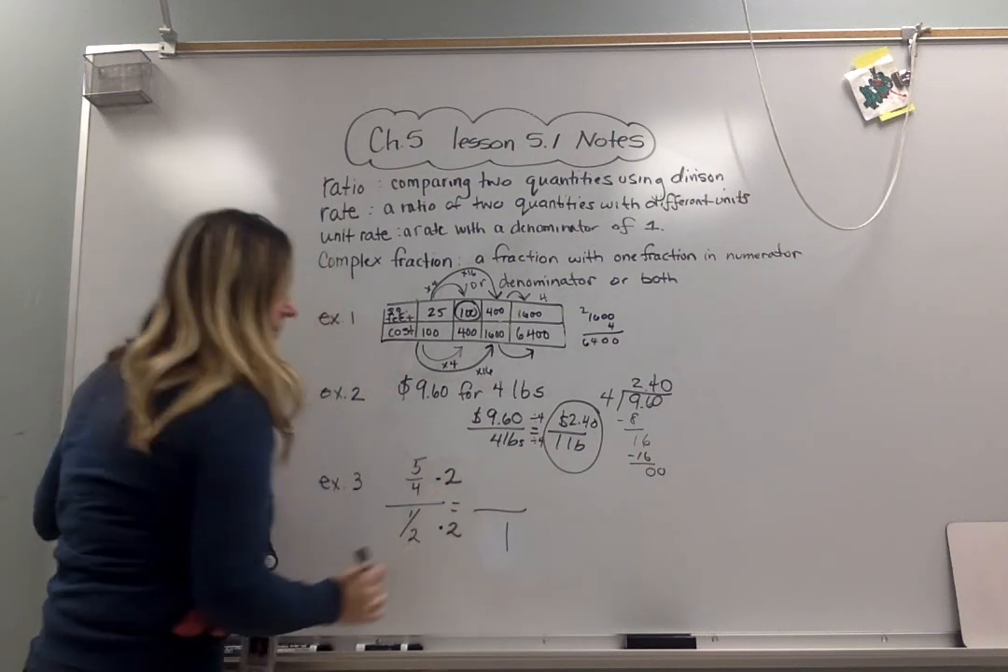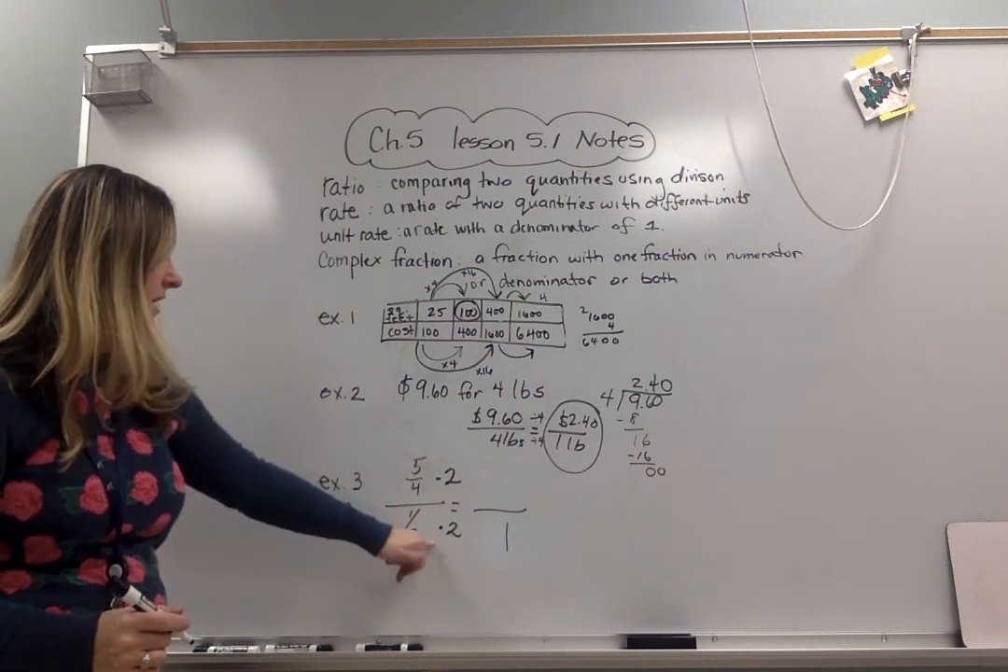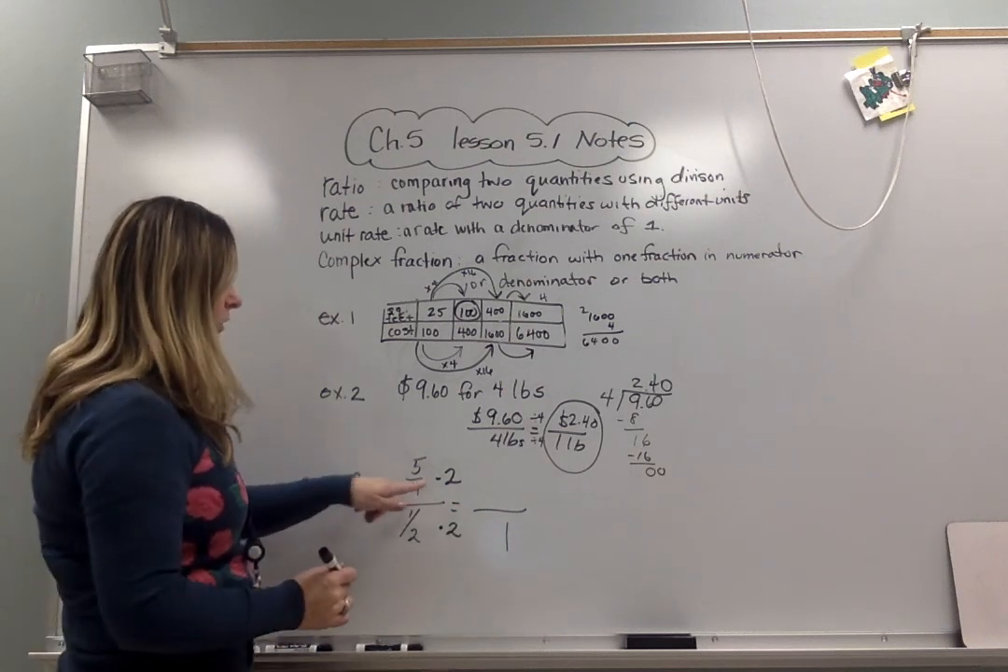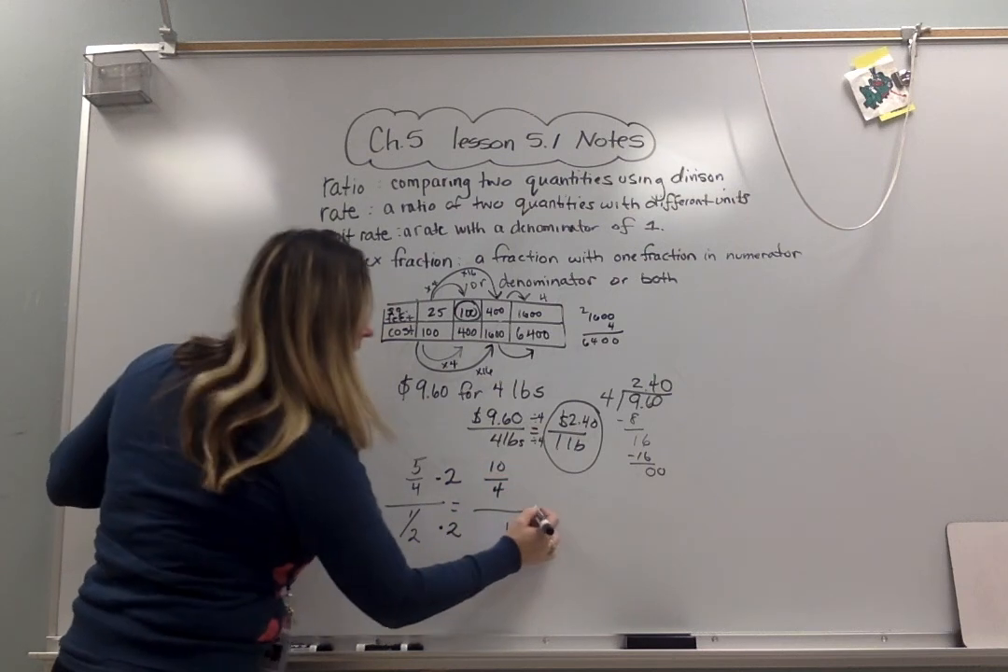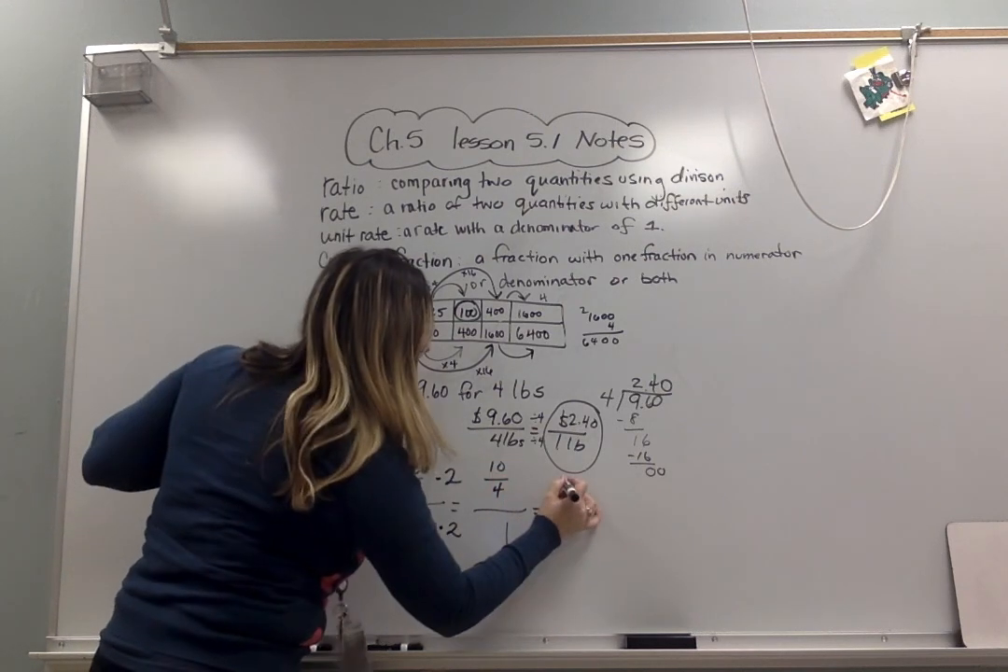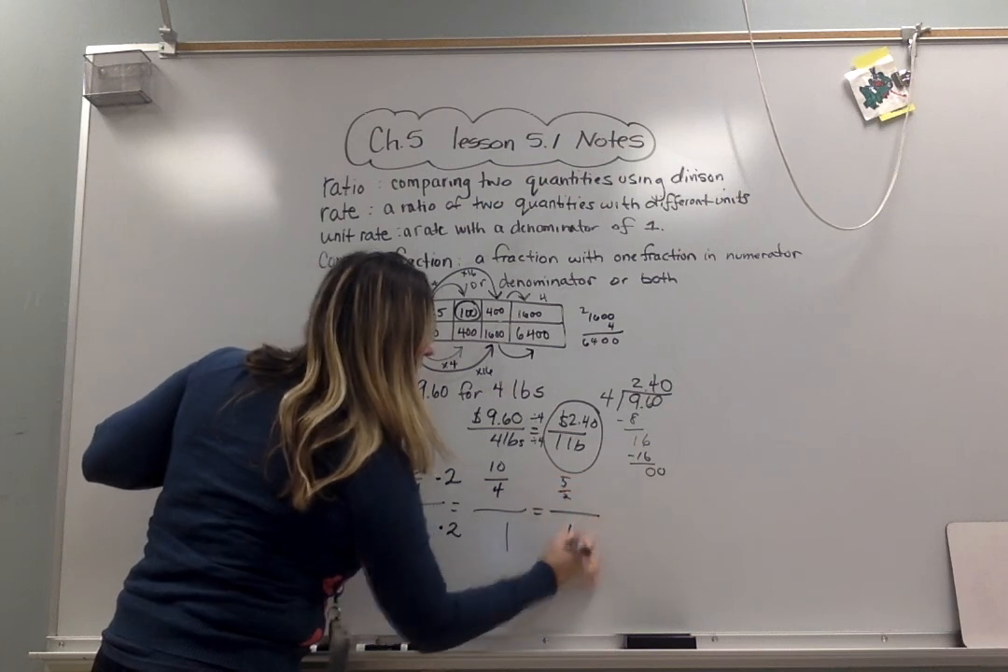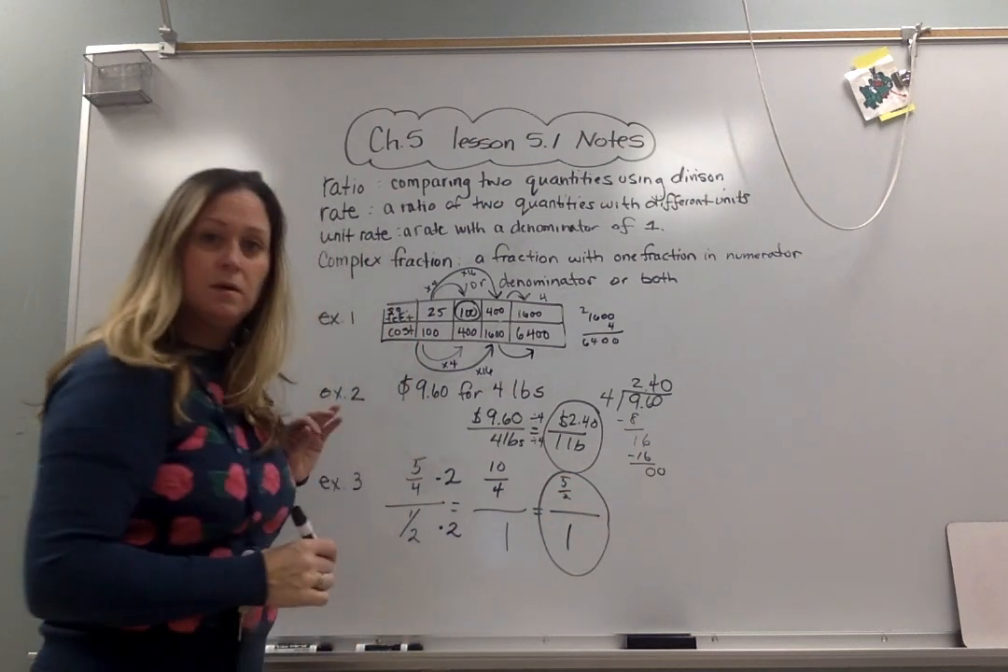What I do to the top, I do to the bottom. 1/2 times 2 is 1. 5/4 times 2 is 10/4. Got to simplify it. 5/2 over 1.